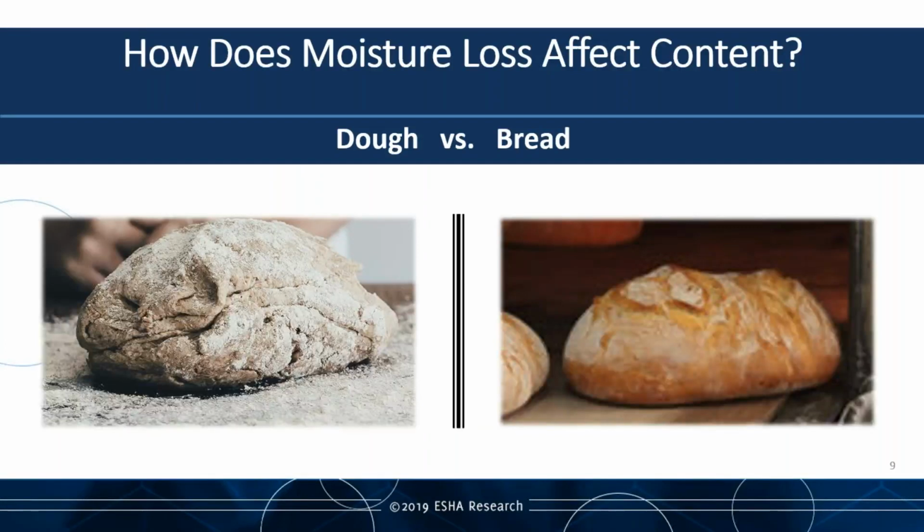Here's an example of bread. When we start with a portion of dough, as the dough is baked, we lose moisture, and the portion of the dough weighs less due to the moisture loss, but we still have the carbs and protein and fat that contribute to the weight of the food, and those components also contribute nutritionally.